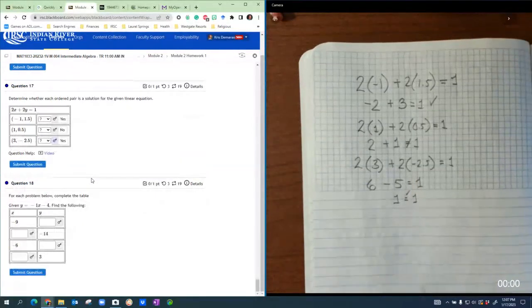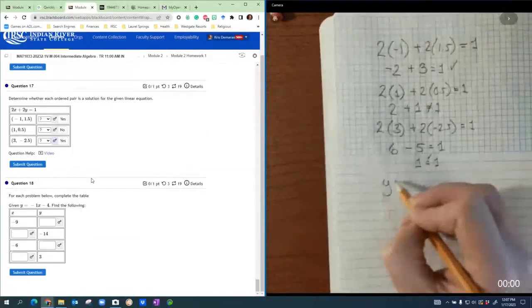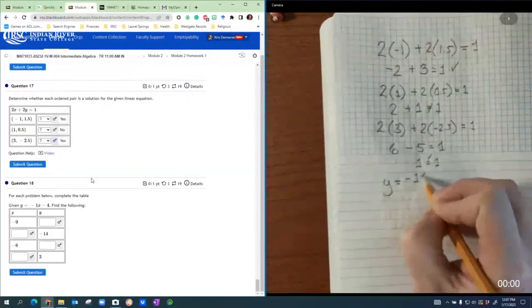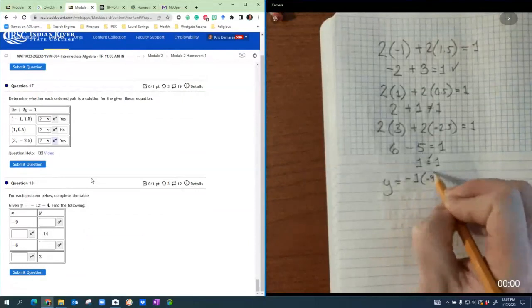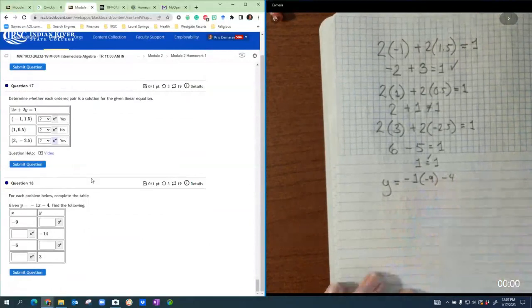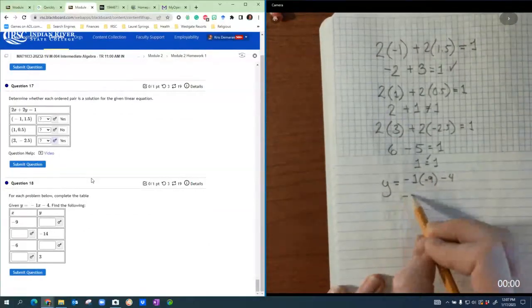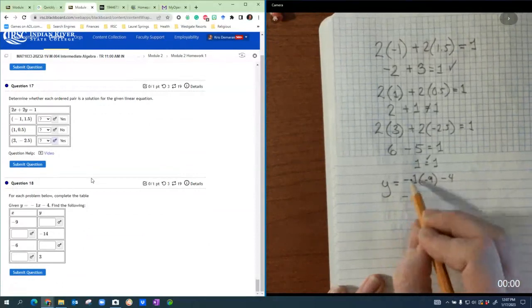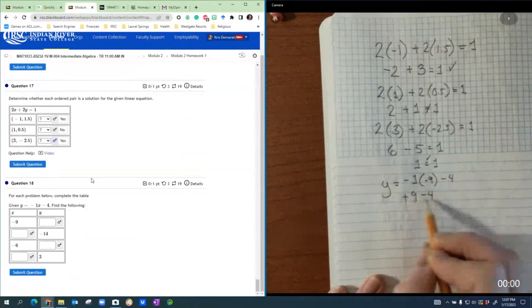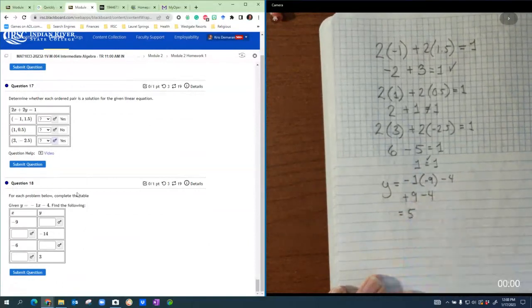All right. So now number 18, the last one, we're looking at y equals -1 times -9 minus 4. And then we're looking for what the output's going to be. Then that's going to be -9 times -1 is +9, excuse me. And then we have -4, and that's going to give us equal to 5. So that's the answer we're looking for.